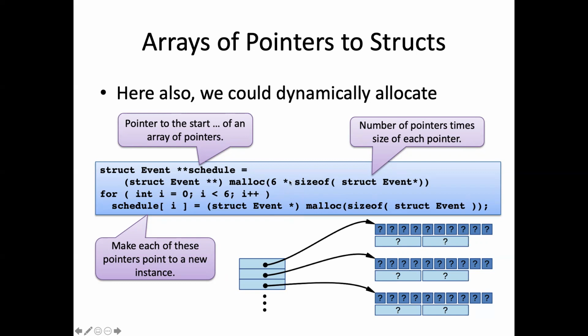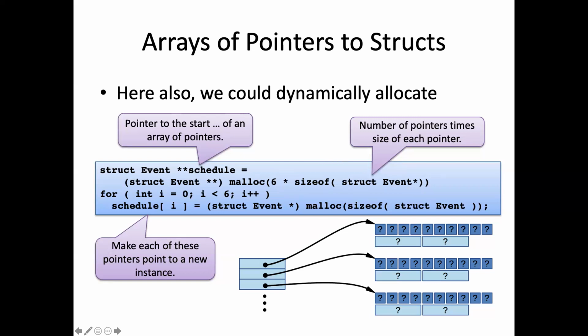I want an array of pointers, each of them pointing to a struct, so I need to keep up with that via a pointer to the first thing in that array. It's already an array of pointers, so a pointer to the first thing would be a pointer to that first pointer, a pointer to an event. I go to malloc and say, give me enough room for 6 of those pointers, each of them big enough to store a pointer to one of these event structs.